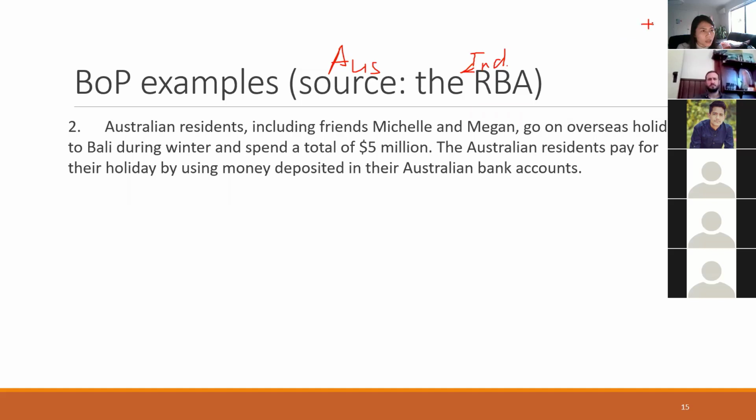Once again, I'm going to have double entry bookkeeping for this transaction. Let me share the poll. Here, once again, you need to think about two different entries. You need to have one debit and one credit. If I go overseas to spend money, how is it going to be recorded on my current account?